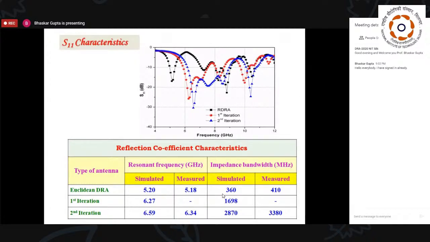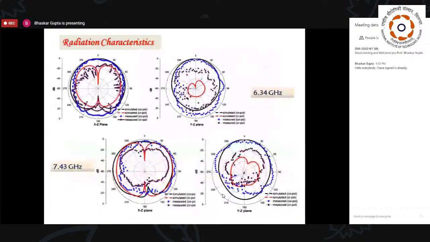See, the resonant frequencies were then at 6.59 and 6.34 gigahertz. Of course, here the frequencies have been shown in a manner reverse to what we showed earlier. First the higher resonant frequency, then the lower. But you see that both frequencies, these are the simulated bandwidth and measured bandwidth, clearly visible, 2870 and 3380 megahertz respectively. Shouldn't we consider it large enough?